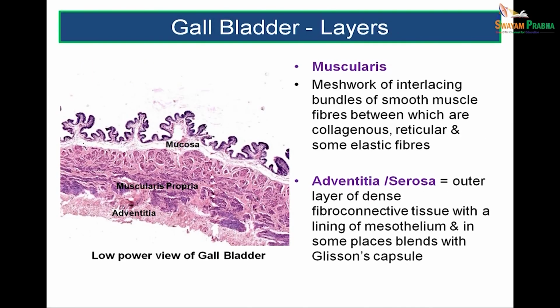What about the remaining layers? So, we are talking about now the muscularis. This muscularis is made up of bundles of smooth muscle fibers, in between which you will see collagenous, reticular as well as elastic fibers. Outermost is a thin adventitia. It could even be a serosa, depending on whether there is an epithelial lining or not. There is dense fibroconnective tissue, could be a lining of mesothelium, and in some places this adventitia blends with Glisson's capsule of the liver.